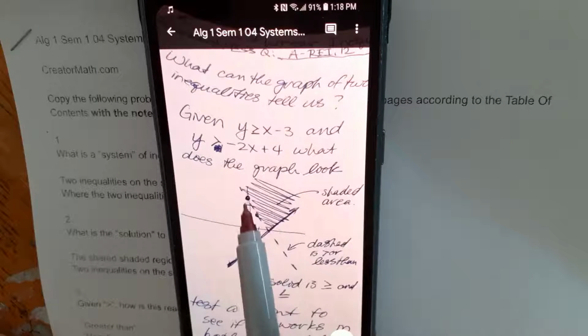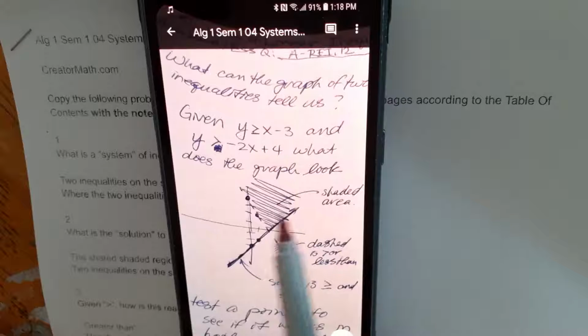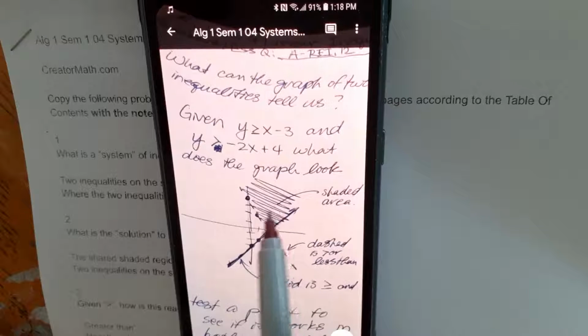The combined shaded area is in between these right here, so it's called the combined shaded area. Every value in this area now becomes a solution for both of these inequalities.